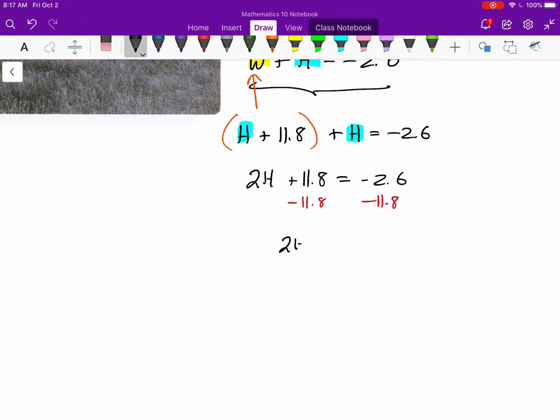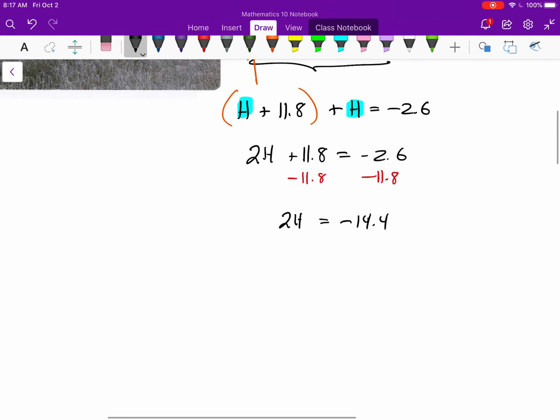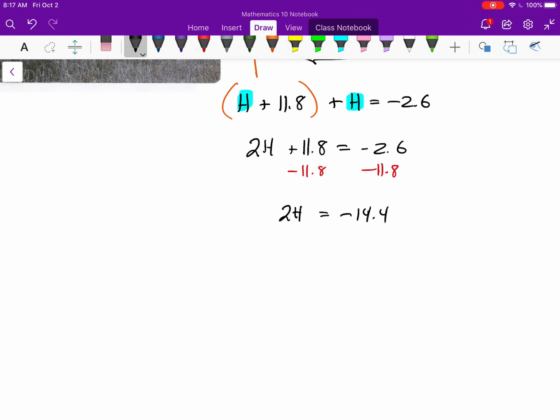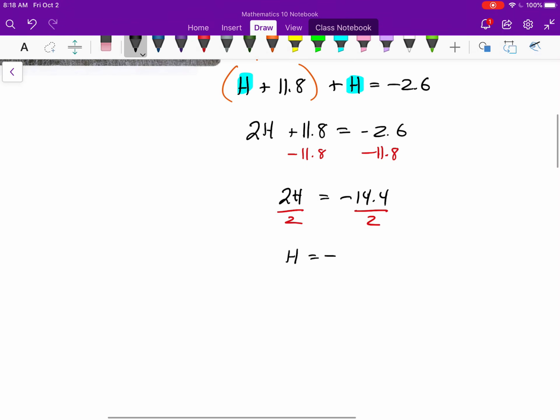So I have 2H. Negative 2.6, take away 11.8 is even more negative. It's negative 14.4. And finally, divide both sides by 2. And I'm not done my work, but I have one of my answers, and I'm almost done my work. So H equals negative 7.2.